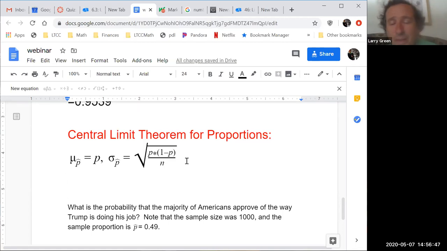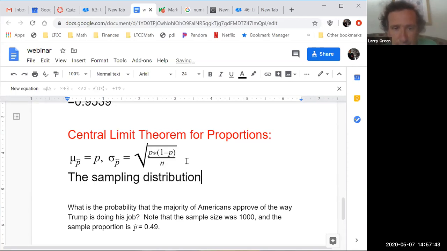Do you remember there was a little more to the central limit theorem for means? What else did we have besides the two formulas? And it was really important. The hint is it's the last thing I asked on the quiz. Does it apply? I'm looking for a very special word. Think of a word that starts with an N. Normal. The sampling distribution is approximately normal.